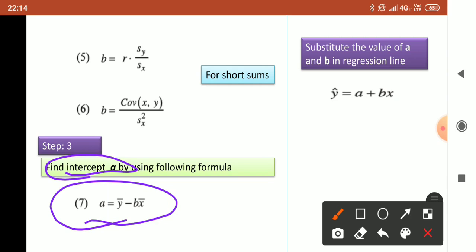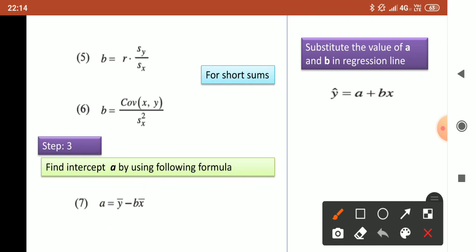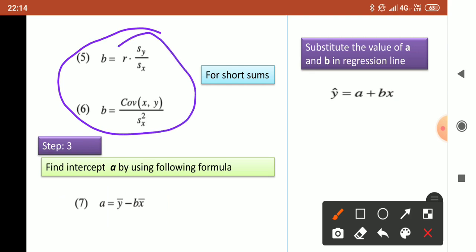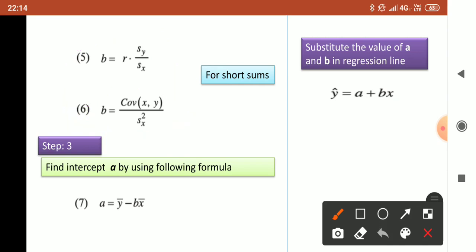So find the intercept by using the formula. Apart from this, we will learn that for the short sum, there are 2 formulas to find b. First, b equals r into sy upon sx. And the second, when covariance is given in the sum, b equals covariance xy upon sx square. So you have to learn these 2 formulas also for the short sum.